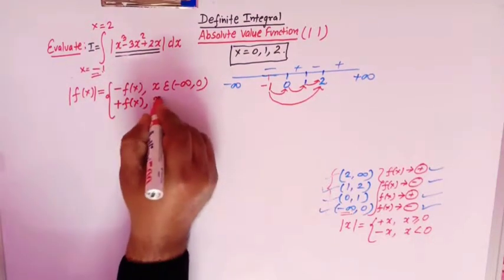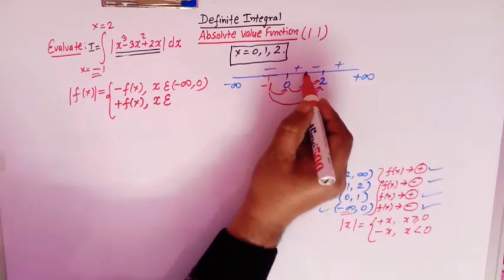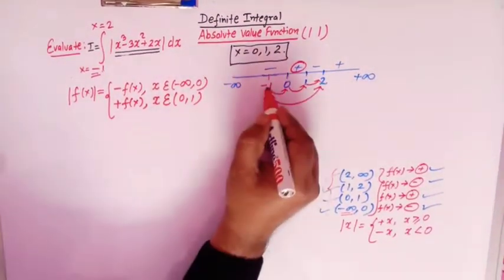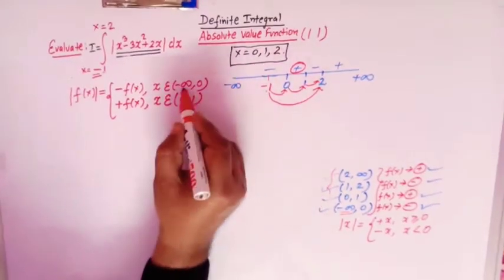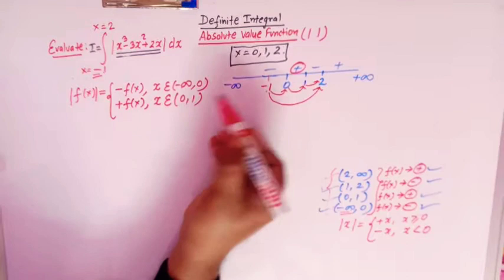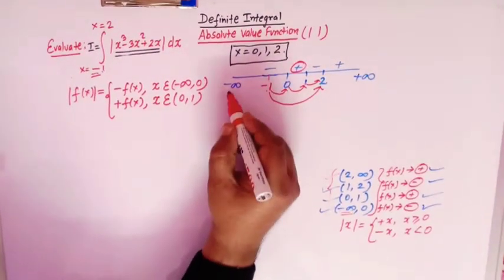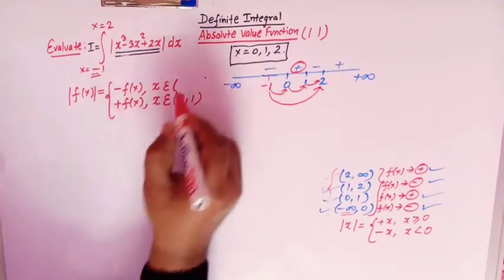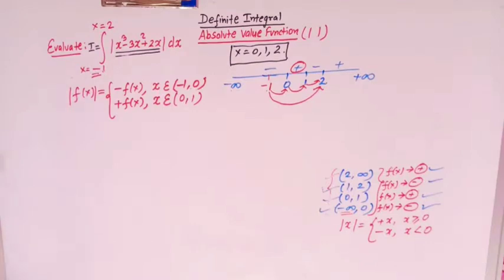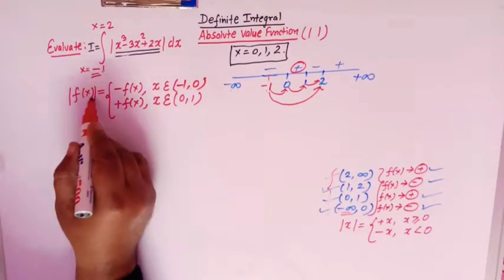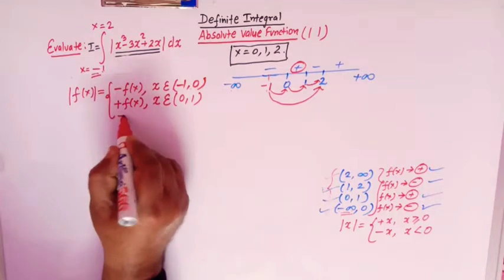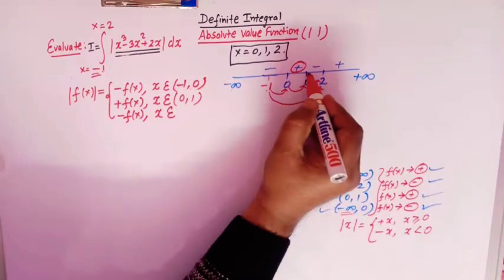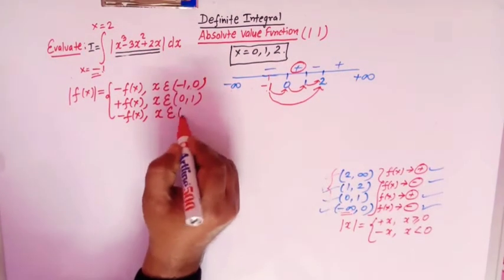And mod of f of x is equal to positive f of x whenever x belongs to this interval, that is from 0 to 1, because here we have the positive sign, and from minus 1 to 0, which is equivalent to minus infinity to 0, because we are taking the entire interval from minus infinity to 0. So here we can also write minus 1 to 0, right? And mod of f of x is equal to negative of f of x whenever x belongs to this interval, that is from 1 to 2, right?